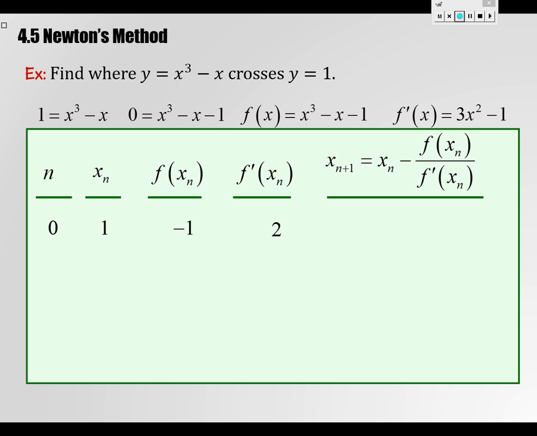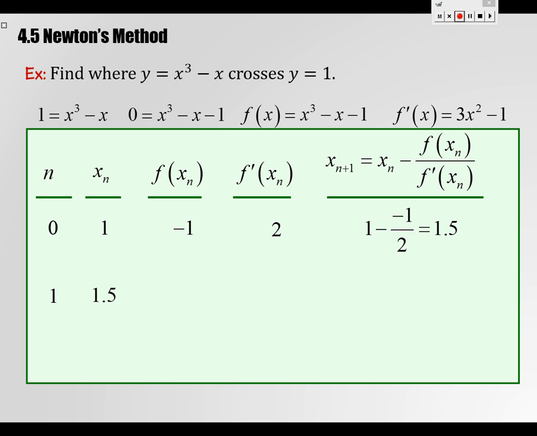And then how do we get the next guess again? Oh yeah, that's right. We take our current guess, 1, and subtract the function at the previous guess divided by the derivative value at the previous guess. So what should that be? It should be 1 minus, or plus, I guess, 1 minus negative 1 over 2, right? So what's our new guess going to be? 1.5. Good. So that goes on the next line of the table.